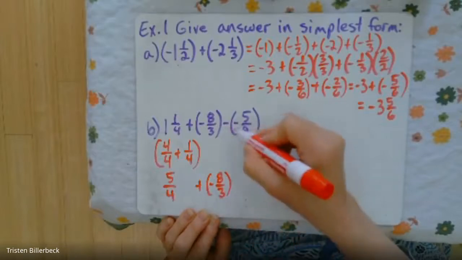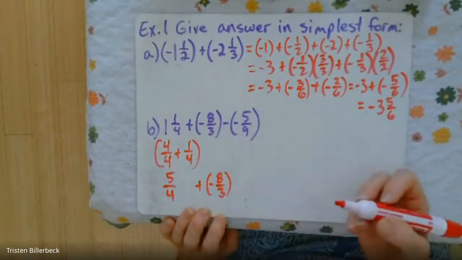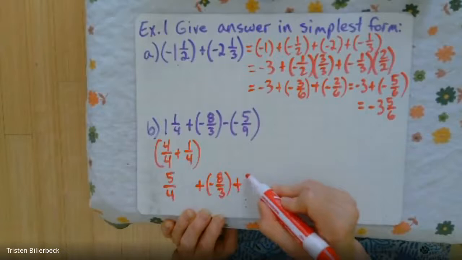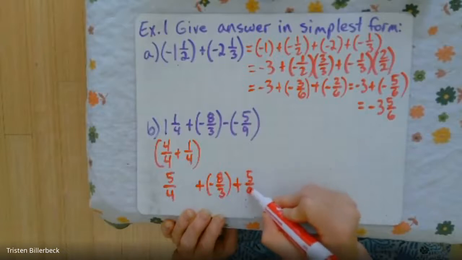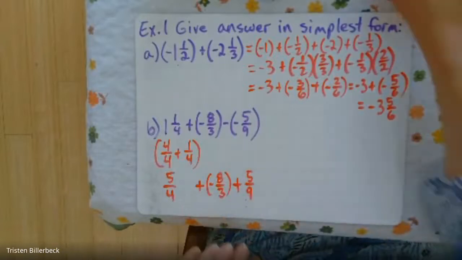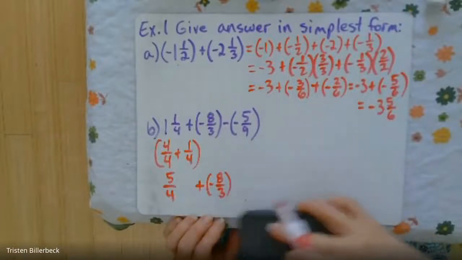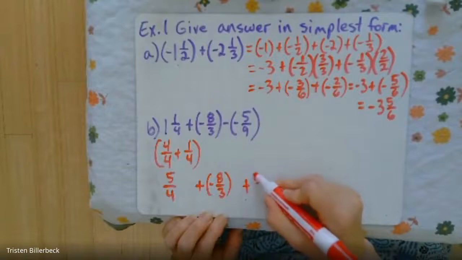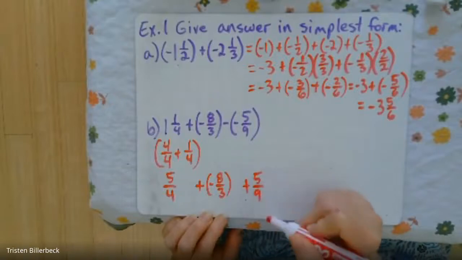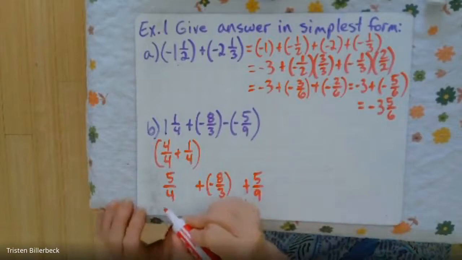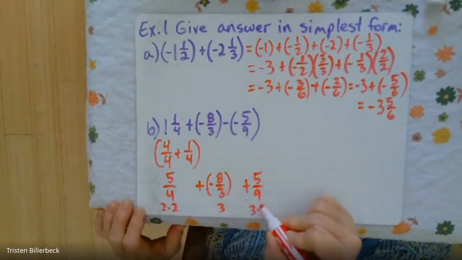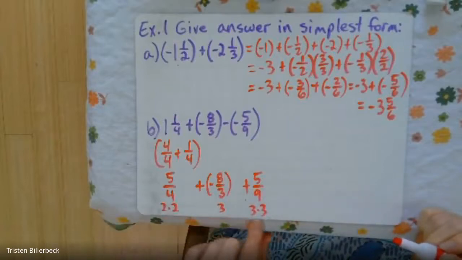-8/3. And we have two negatives here. We know two negatives make a positive, so we change that sign. And we have 5/9. Now, let me make some room here. We have to find the least common multiple or least common denominator. So this is 2 times 2, this is 3, and this is 3 times 3. They don't have anything in common except these two.